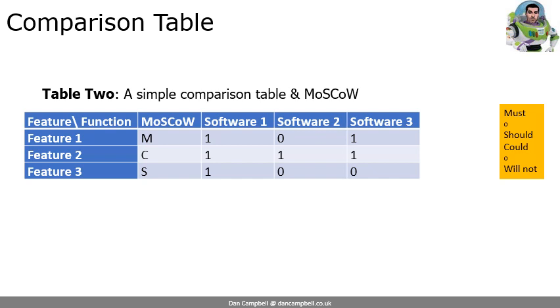So in terms of the comparison table, in the second column I've got MCS, so must, could and should. Obviously this will be a long table, and M's, C's and S's will be repeated all the way down. And we can see that feature 1 is a must, so that is a priority 1, and we're giving it a value of 1. Software 2 does not have this feature, so it's got a 0. Software 3 does have the feature, so it's got a 1.